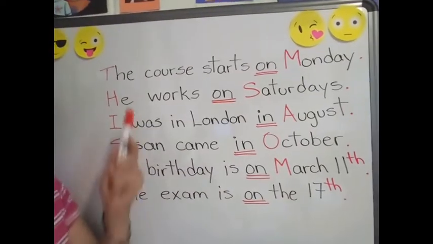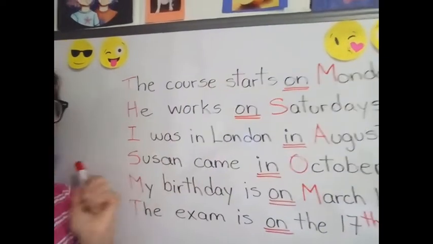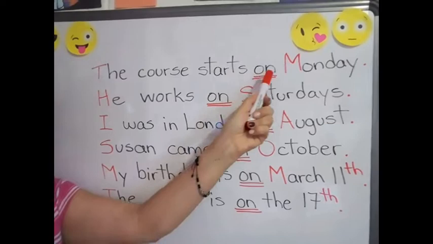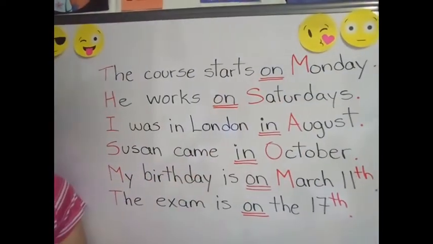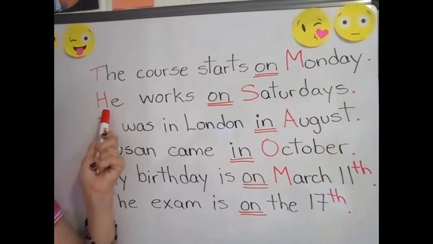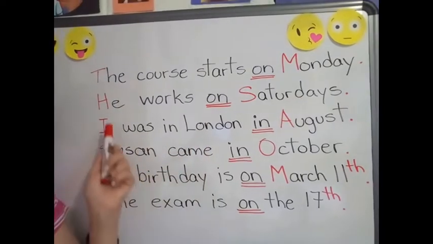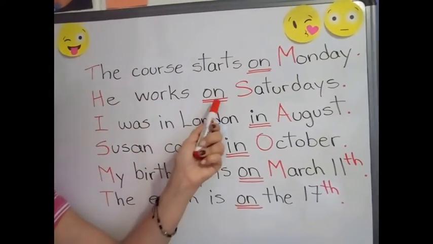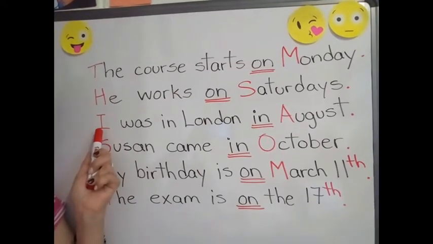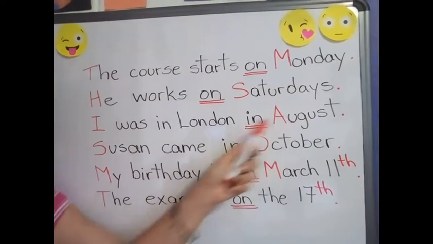Read after me. The course starts on Monday. Now it's your turn to read. Very well. Now the second example. Repeat after me. He works on Saturdays. And your turn. Good. The next sentence. Listen, I was in London in August. And now you.